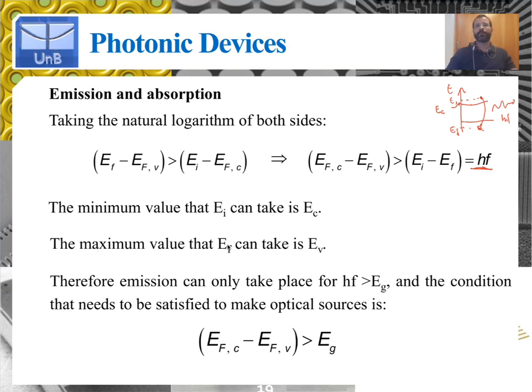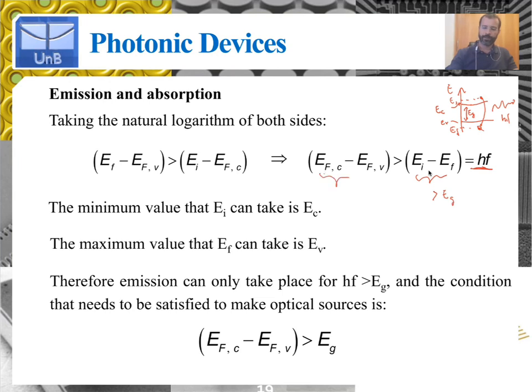The maximum value that EF can take is EV. Again, EV is the band edge energy for the valence band, so this level right here. EF cannot be higher than EV, because if it were, it would be inside the forbidden energy band. So the minimum value that this difference can take is EG, which is exactly EC minus EV. The band edge EC minus EV is exactly EG, and therefore the minimum value that this can assume is EG.